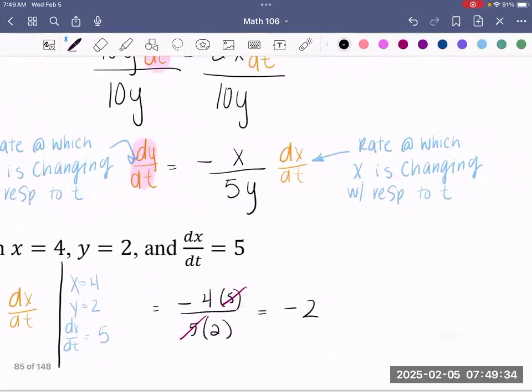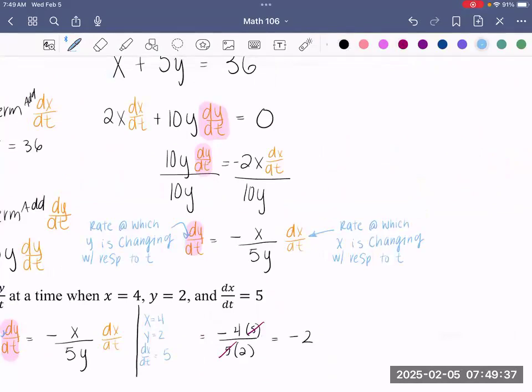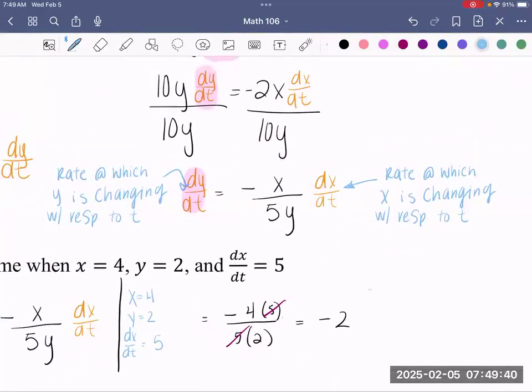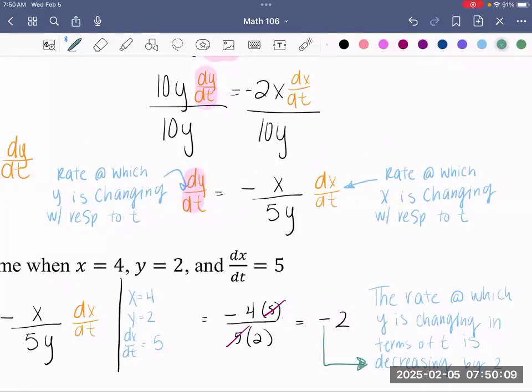Now, what this means is that, again, the rate at which y is changing in terms of t, perhaps it's time, is decreasing by 2. I'm going to say decreasing because it is negative here. That negative is just meaning that we are falling, we are decreasing, we are going down by a measure of 2.